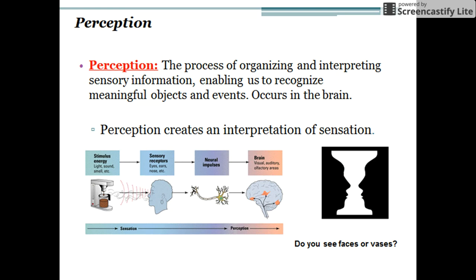Perception is the process of organizing and interpreting sensory information. It enables us to recognize meaningful objects and events. This process clearly occurs in the brain. Okay, perception tries to create an interpretation of what the stimulus is. So we've been talking a lot about the stimulus, a lot about the receptors, okay, how it travels to the brain, but now let's talk about how the brain interprets information.